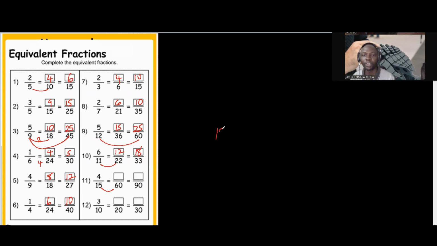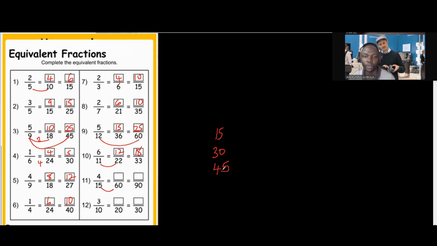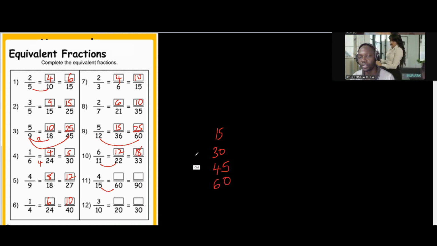15, check. 15 times 1 is 15. 15 times 2 should be 30. 15 times 3 should be what? You had 15 again. Then you had 15 again. So 15 times 4 is 60, okay? So 4 times 4 is 16.